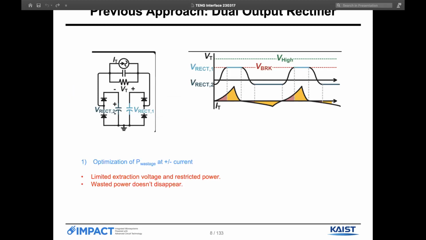In order to address these two issues, the first proposed solution was to use a dual output rectifier, as you can see over here. This is the graph that the rectifier produces. Basically, we are shortening the transition time over here, so the amount of power being wasted is shortened, but still it's not zero. And of course, the V break limit issue remains.